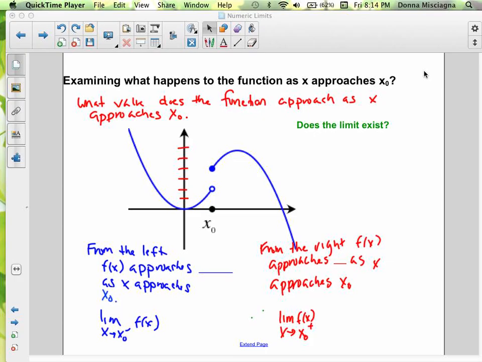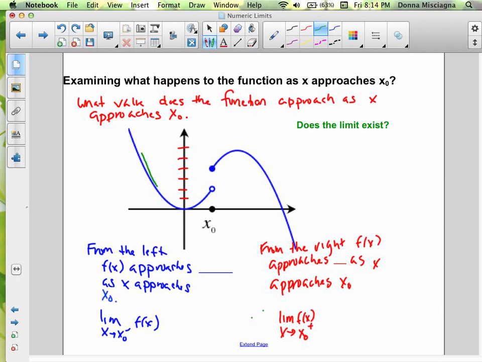Welcome back. So we're going to be examining what happens to the function as x approaches x naught. What value does the function approach as x approaches x naught? So we're going to look from the left. Coming from the left, we're getting closer and closer to x naught. What value is our function approaching?